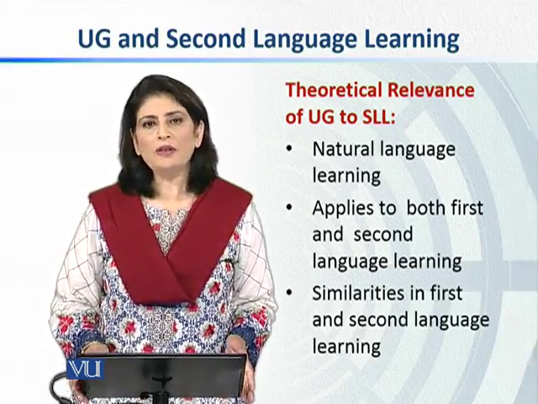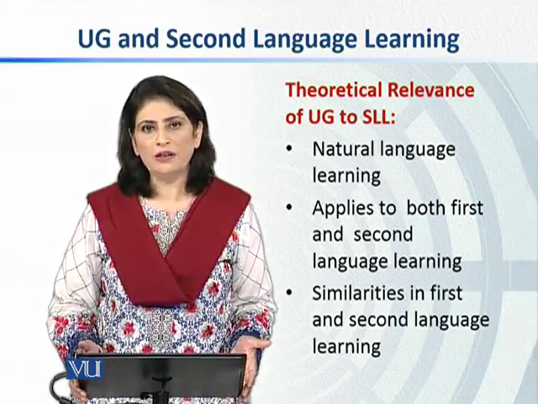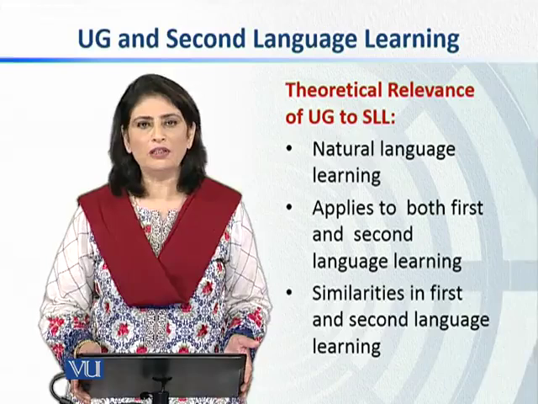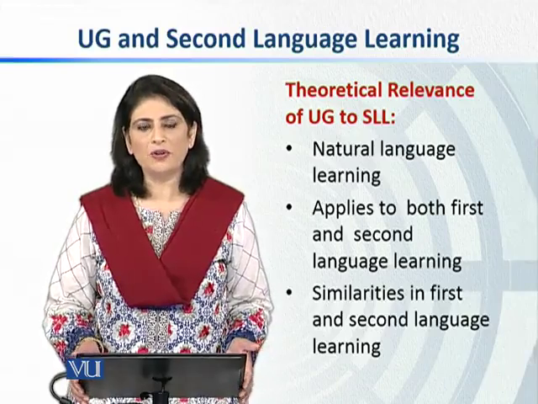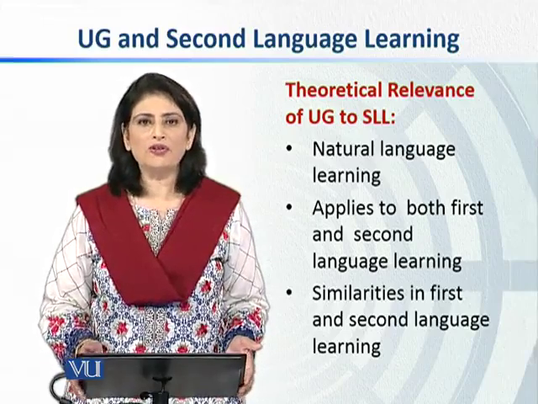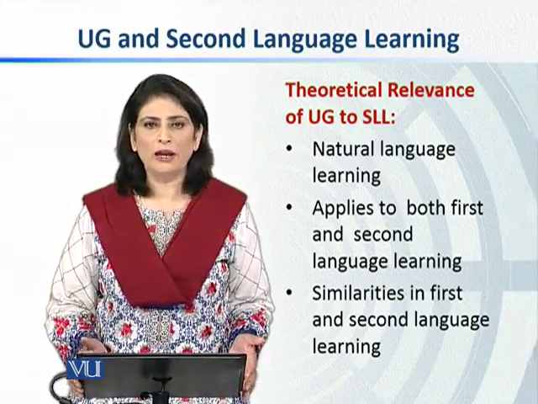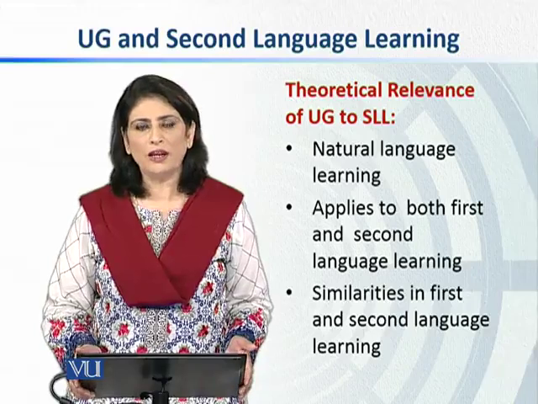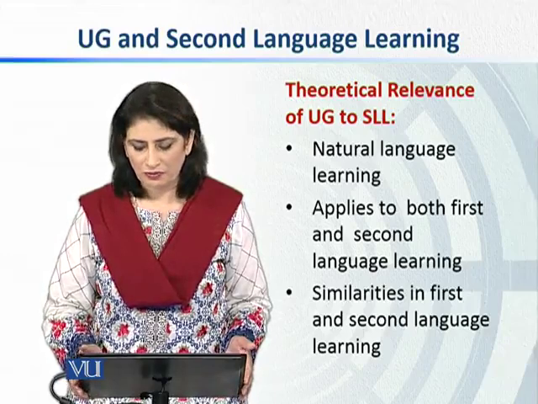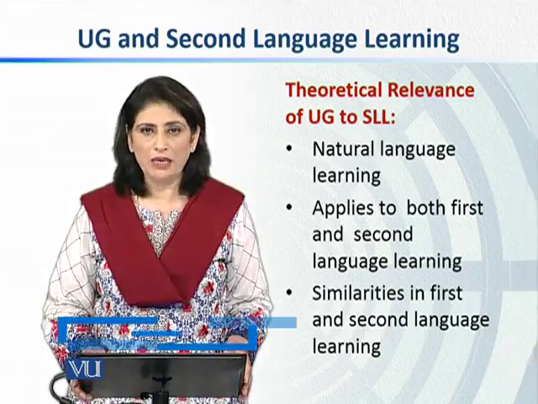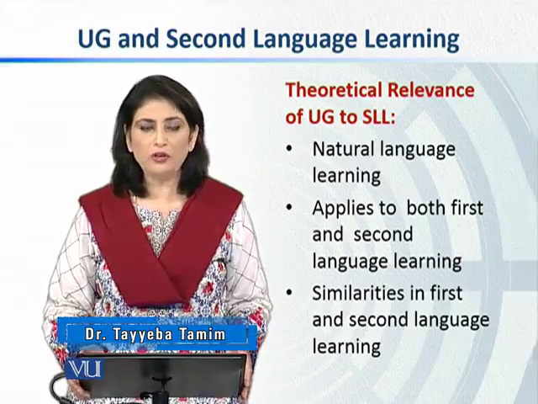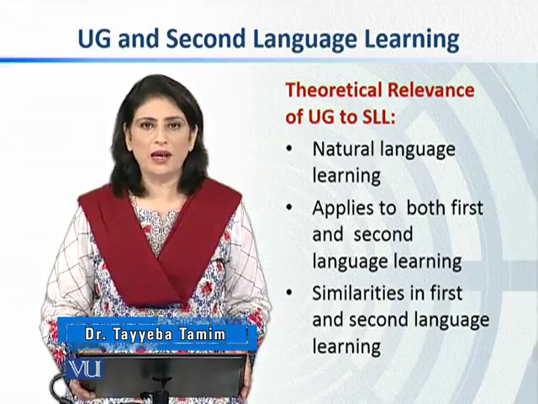So, if universal grammar asserts that it is all about natural language learning, it describes what a natural language is and how it is learnt by children. Second language also, or any language also, is a natural language, although at the stage at which it is learnt is different. So that means that the principles that they are talking about should also apply to the second language learning.